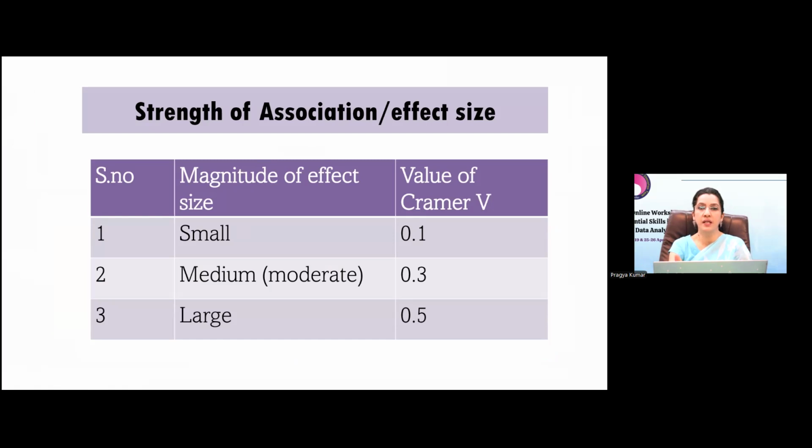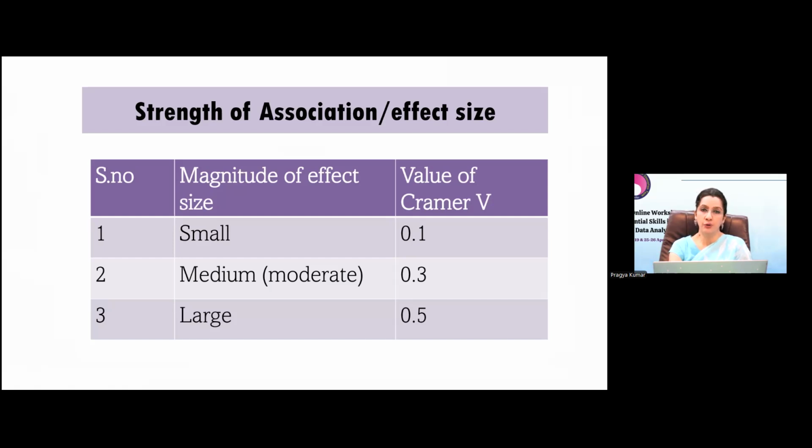Here we have written Cramer's V, but many times you will see they write phi and Cramer's V, because phi is for a 2 by 2 table and Cramer's V is for an n by n table. That means for 3 by 3, 4 by 4 or 5 by 5. But for a 2 by 2 table, the value of phi and Cramer's V are the same.